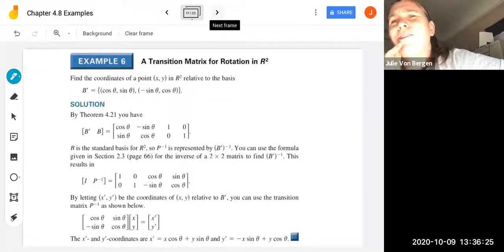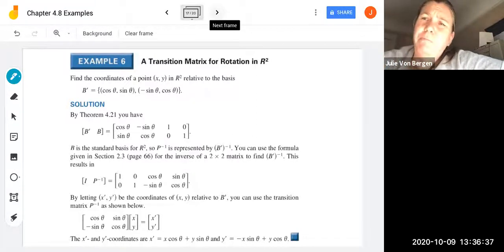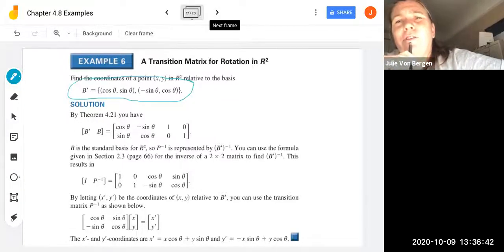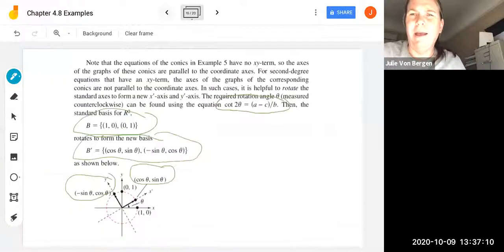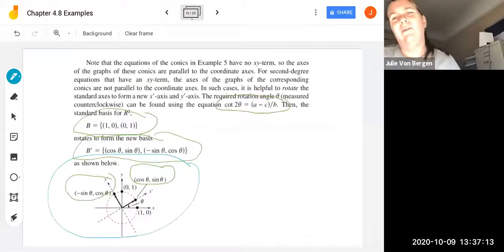Let's take a look at example 6 from our text. So here we're going to see how to come up with a transition matrix for rotation in R2. So we want to find the coordinates of a point x, y in R2 relative to this basis where B prime is cosine theta, sine theta for the first vector and then negative sine theta, cosine theta for the second vector. This is that new basis that we saw in the diagram back here. So we see how you're rotating from 1, 0 to cosine theta, sine theta, and from 0, 1 to negative sine theta, cosine theta in the second quadrant.